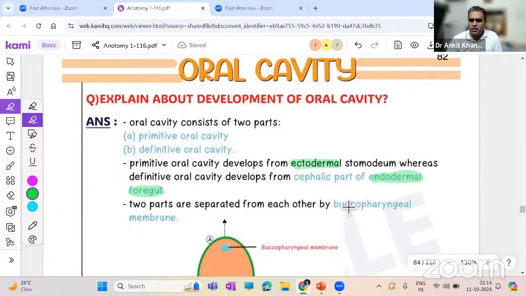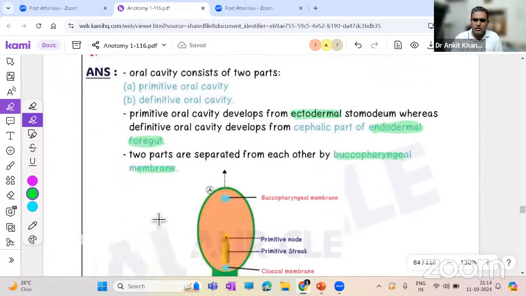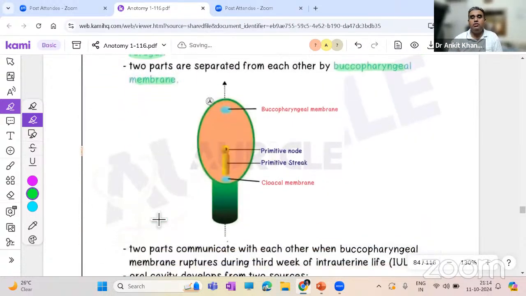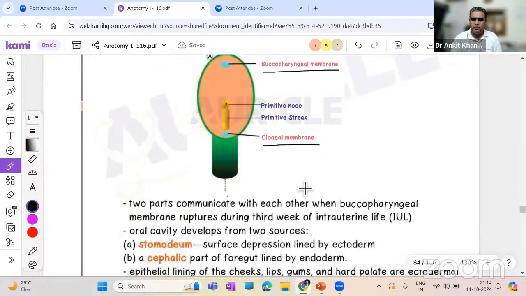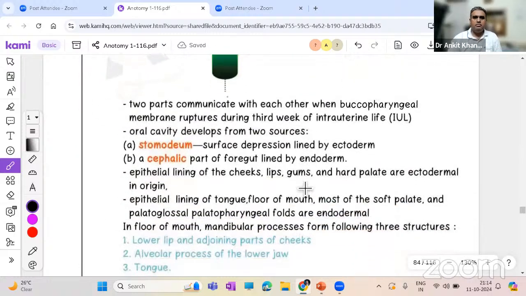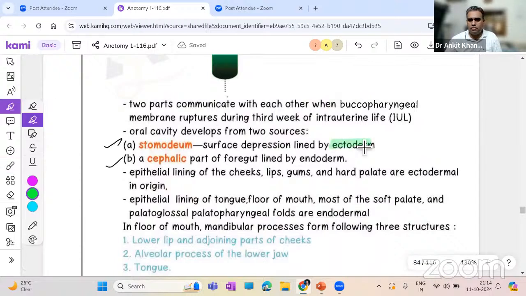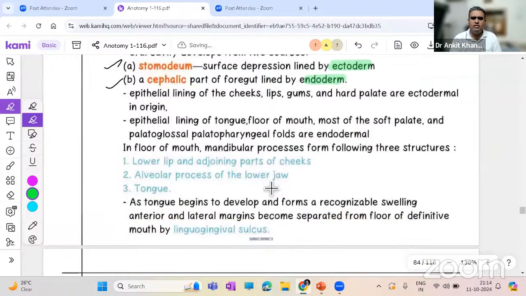Two parts separated from each other by the buccal membrane, as we discussed. And here's a diagram showing you the same: primitive node, primitive streak, cloacal membrane. You can see these two areas over here, which we are discussing. The oral cavity comes from this stomodeum, which is a part of ectoderm. So you can just go through them, ectoderm and endoderm, and things are very easy. Now just go through which part is coming from where.